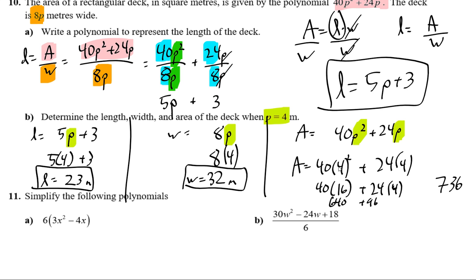And here we were multiplying meters by meters. Things got a little bit messy, but it's going to be 736 square meters, I hope. Okay. So 23, 32, and 736 in meters, meters, and square meters.